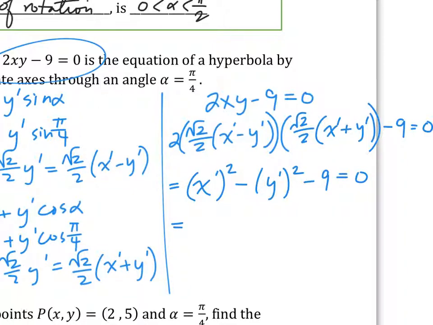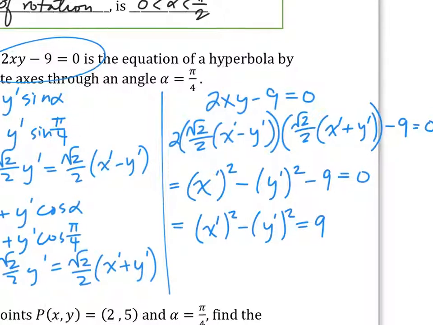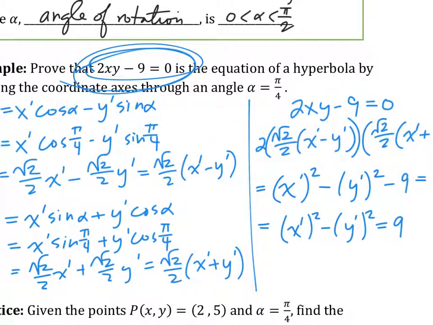All right, so put that 9 over on the other side. X prime squared minus y prime squared equals 9. Does this look like a hyperbola equation? Now it does. Yes, it does. So it is actually a hyperbola, but rotated 45 degrees. Now go ahead and graph it and see if it's actually a hyperbola. You want to check to see if this is a hyperbola that's rotated 45 degrees.